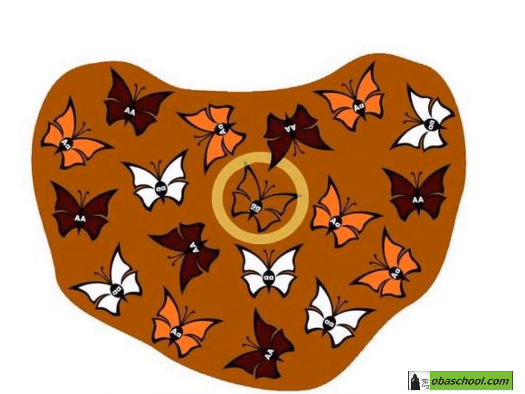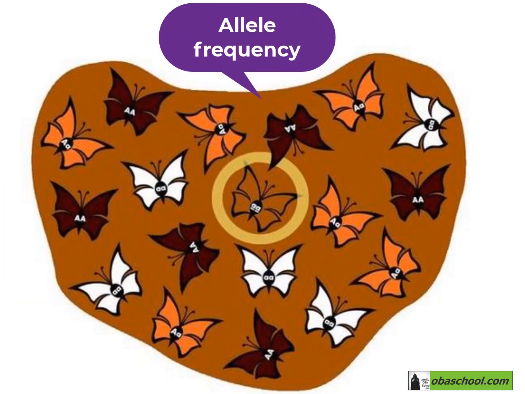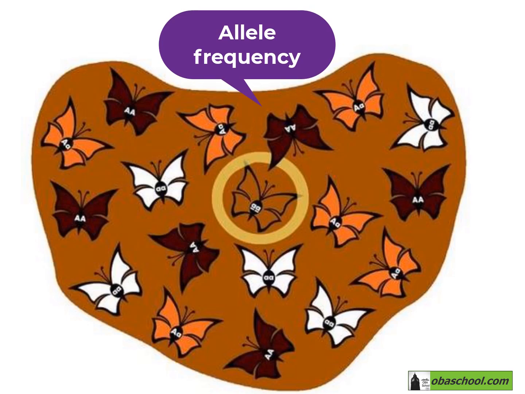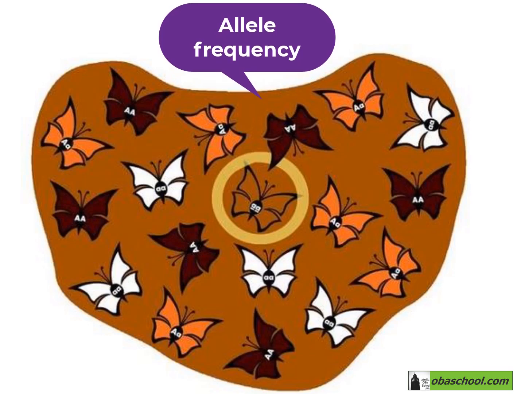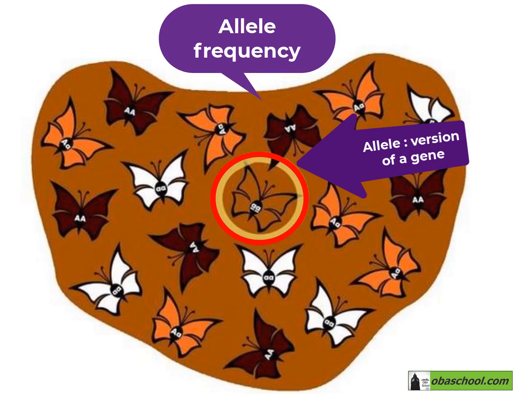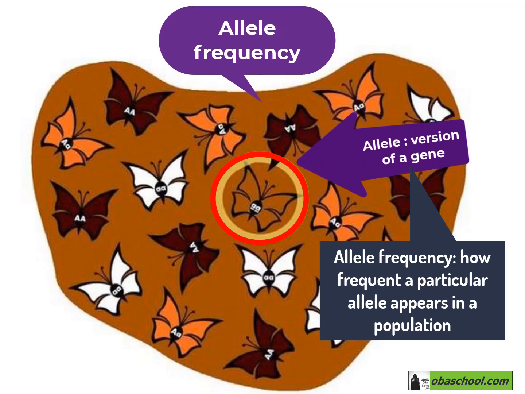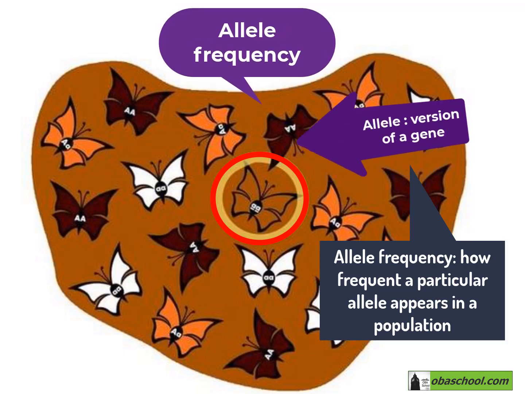Now, what is also important is the allelic frequency. So, what do we mean by allelic frequency? Well, an allele is a version of a gene. Allele frequency refers to how frequently a particular allele appears in a population.